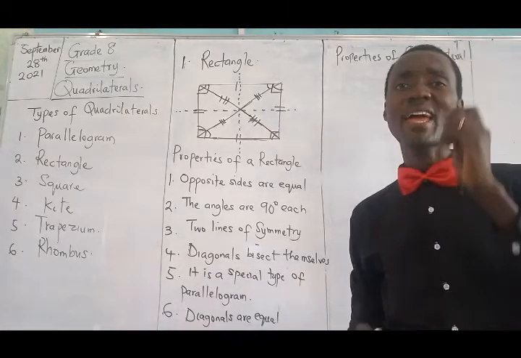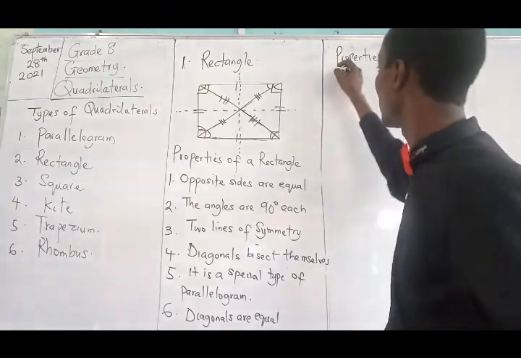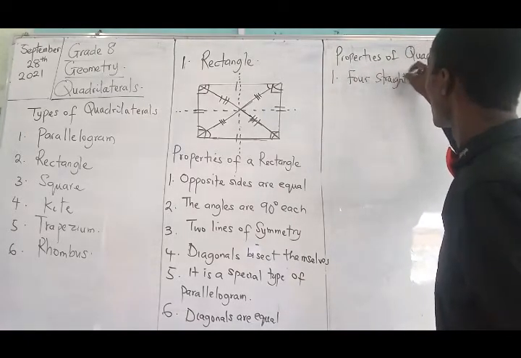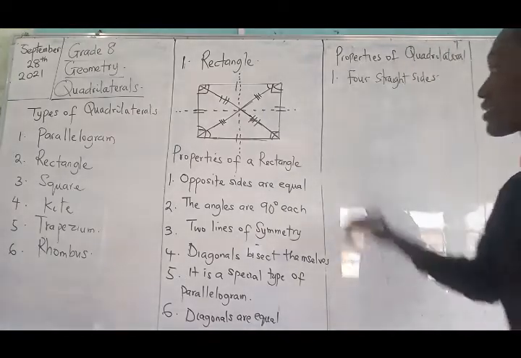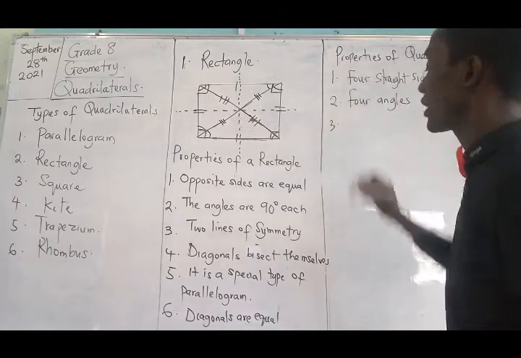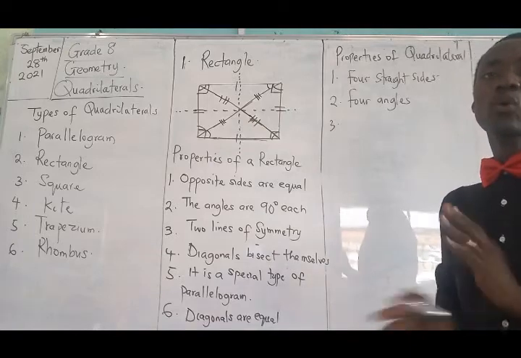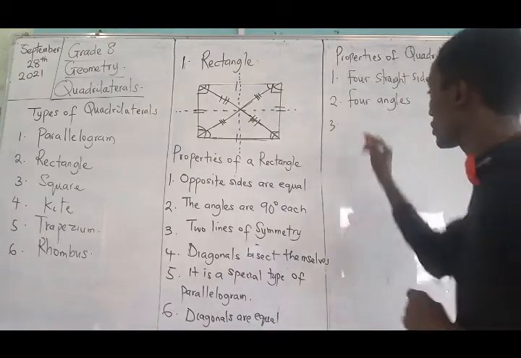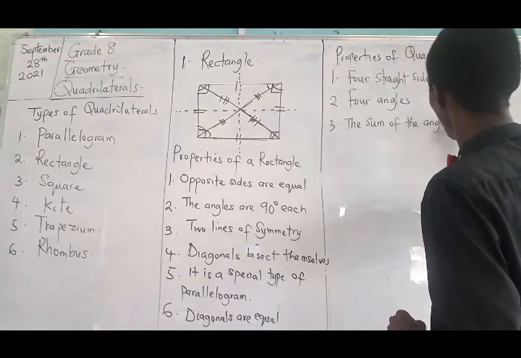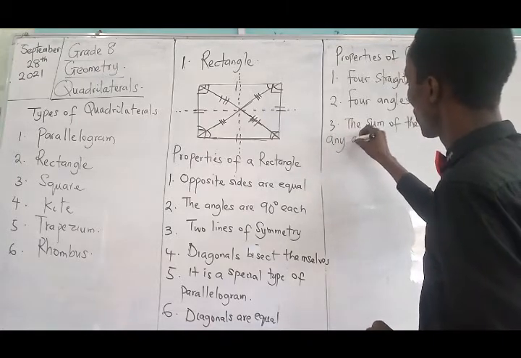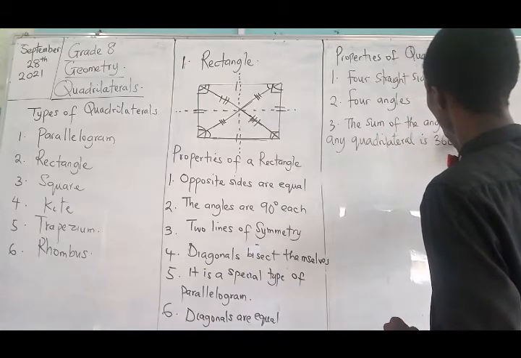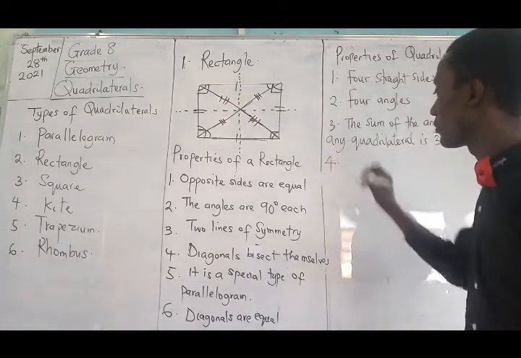There are certain things we expect a quadrilateral to have. Number one, 4 straight sides. Number 2, 4 angles. Number 3, the sum of the angles of any quadrilateral is what? 360 degrees. So the sum of the angles of any quadrilateral is 360 degrees.